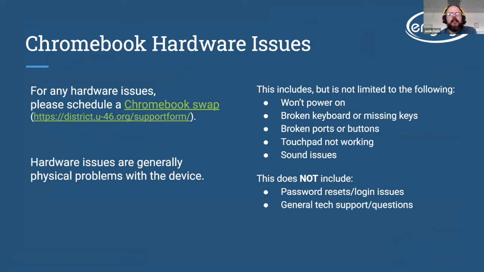Hardware issues are typically physical problems with the device. They include things, but are not limited to, the Chromebook not powering on, the keyboard being broken or missing a couple keys, broken ports or buttons like the power button or the volume switch. Say the touchpad isn't working, or you're having sound issues like the mic or the speaker are not playing right. What it does not include is general tech support or questions or password resets and login issues. We will get to the password management later, but for hardware issues, please just go ahead and schedule an appointment using the form.